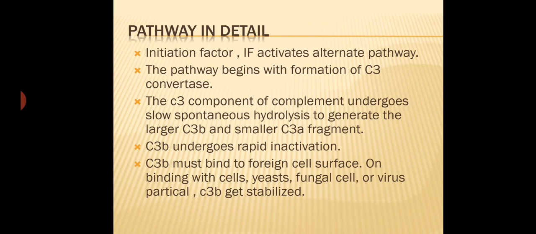Out of this, C3b is the larger one and C3a will be the smaller fragment. Two fragments are produced, C3a and C3b. C3a will be the smaller, C3b will be the larger fragment. Now here the C3b undergoes rapid inactivation, and C3b joins with the foreign cell surface.